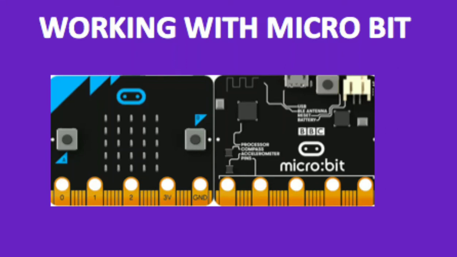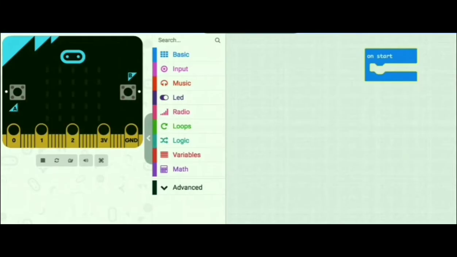In our last video, we have seen how to display LED lights and to play music on a MICROBIT. Today, I'm going to show you how to create the rock, paper, scissors game in your MICROBIT.